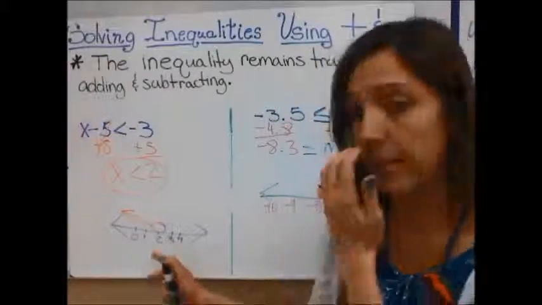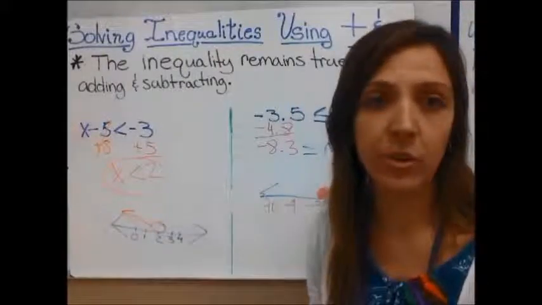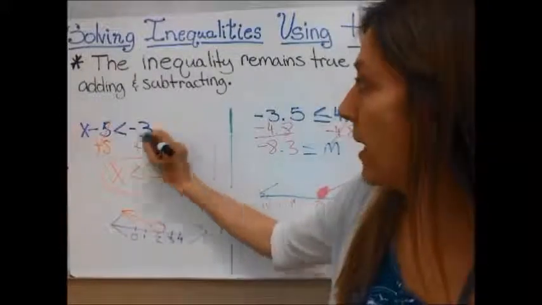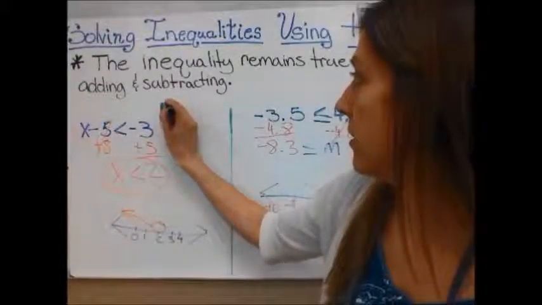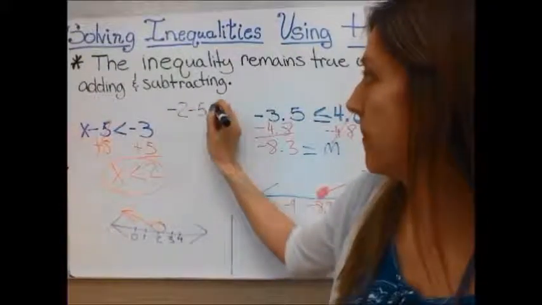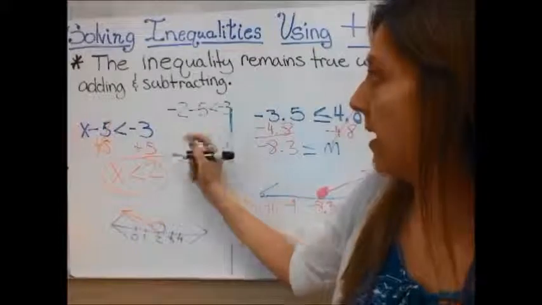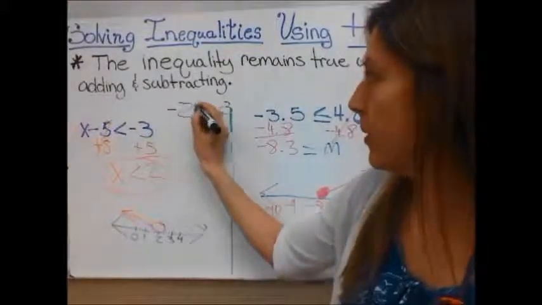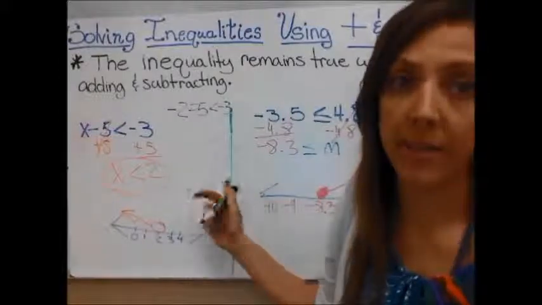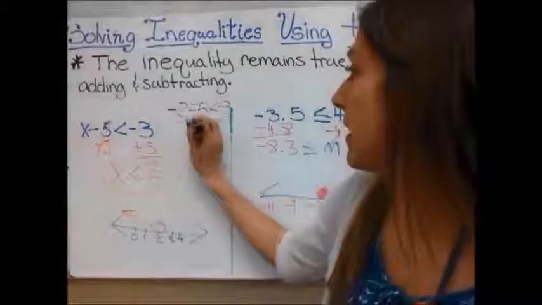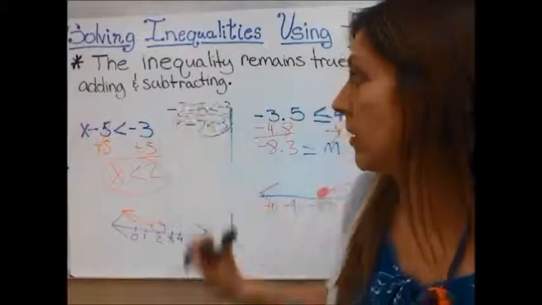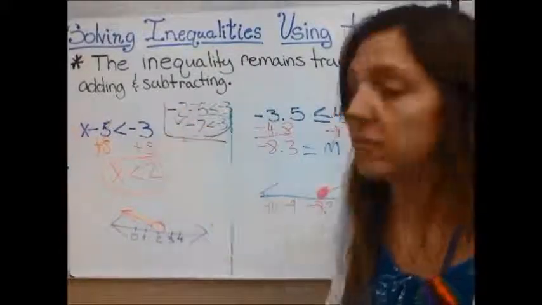So let's pick a number that's less than 2. Let's just do -2, and I'm going to plug it in for x. So -2 minus 5 is less than -3. -2 minus 5, or -2 plus a -5, is -7. So we get -7 is less than -3, and it's true. So this inequality checks out.